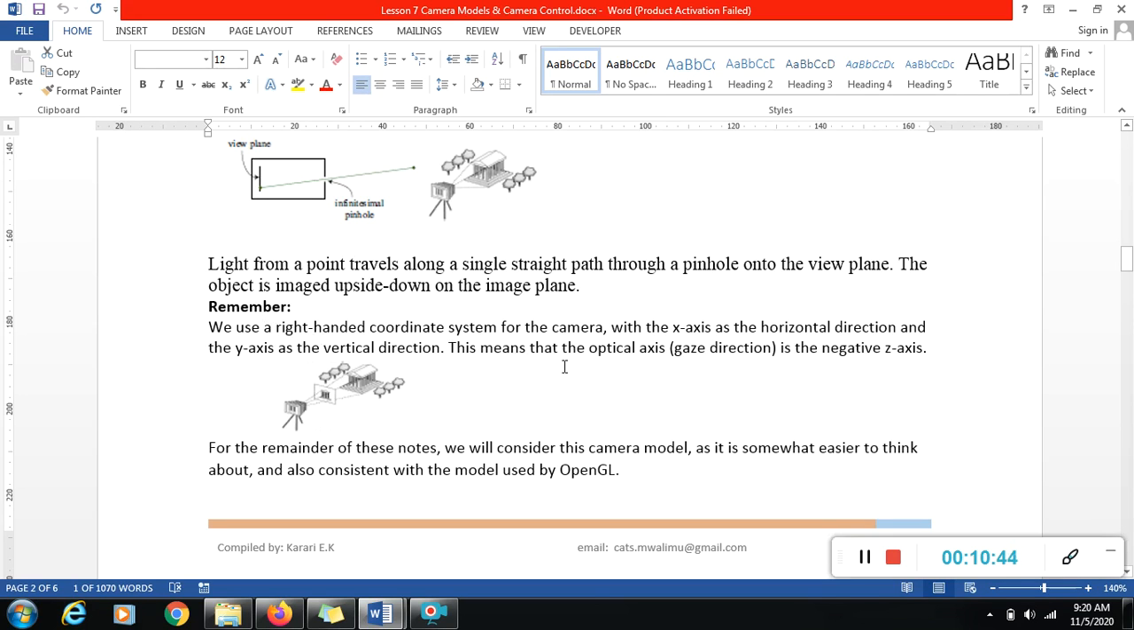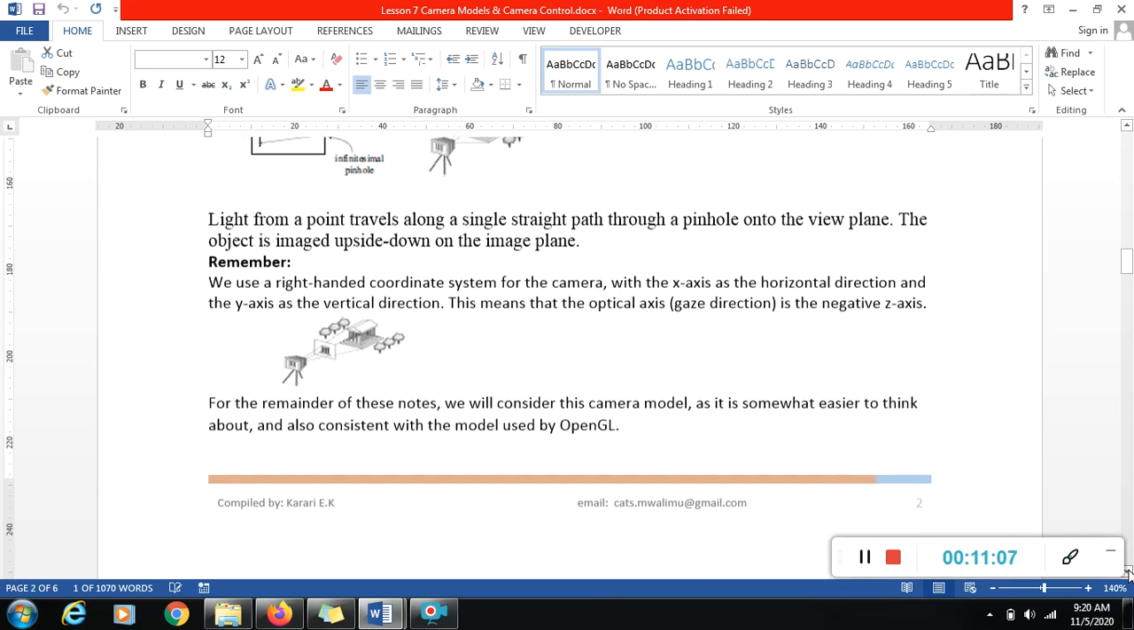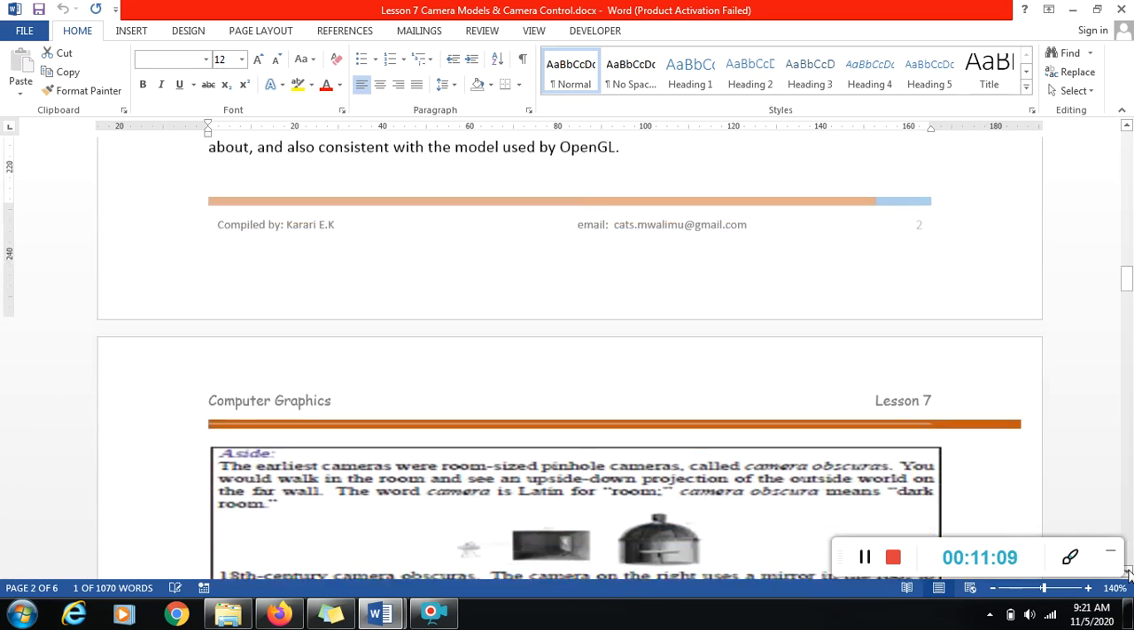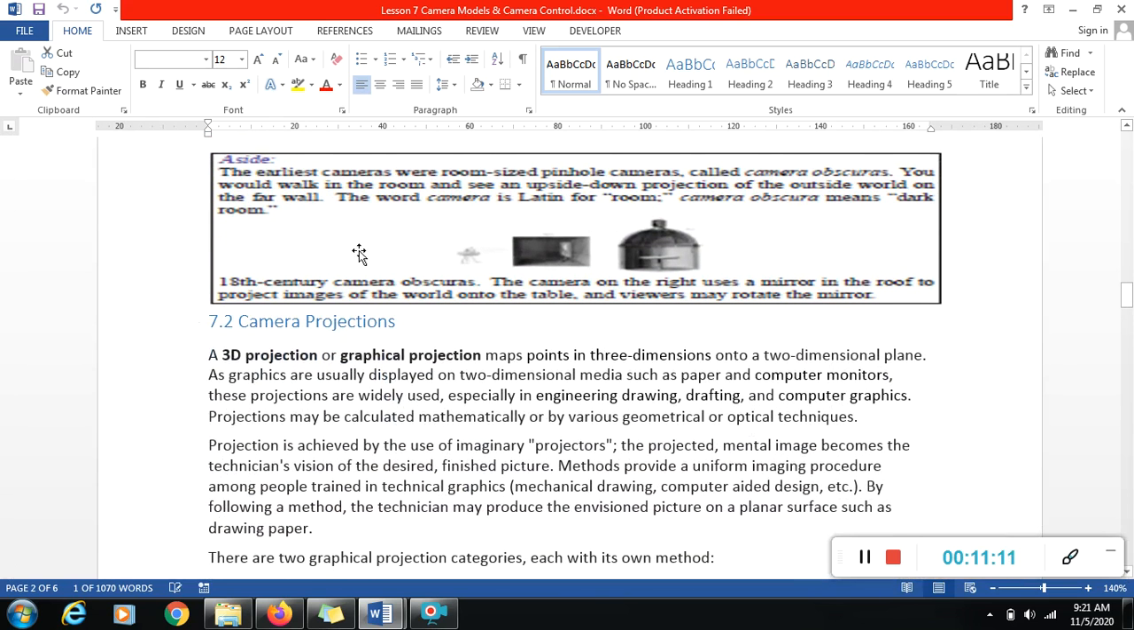We use a right-handed coordinate system for the camera, with the x-axis as the horizontal direction and the y-axis as the vertical direction. That serves for description purposes. This means that the optical axis, that is the gaze direction, is the negative z-axis. For the remainder of these notes, of course, we consider this camera model, as it is somewhat easier to think about. It is consistent with the model that is used in OpenGL. That's why we need to consider this.